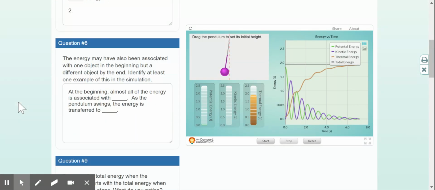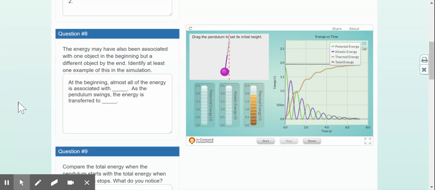Question 8 talks about what object has energy. One place to start would be to notice at the beginning, the only type of energy you could see was potential energy. What contained all the potential energy, and where did that energy go? As the potential energy decreases, thermal energy increases. The thermal energy is the heat of both the pendulum and the air around it. Remember, air is an object even though you can't see it.